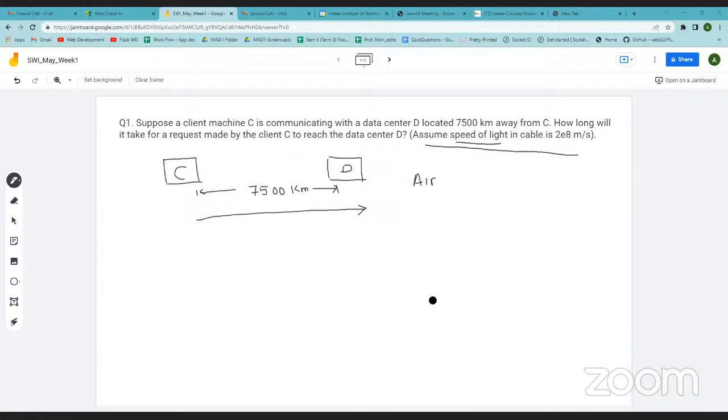Now this entire information comes down to one formula, that is distance equals speed into time, right? Distance equals speed into time. We have been given the distance, we know the speed because we know the medium, we just need to find the time. So I'll write it here: time equals distance upon speed.